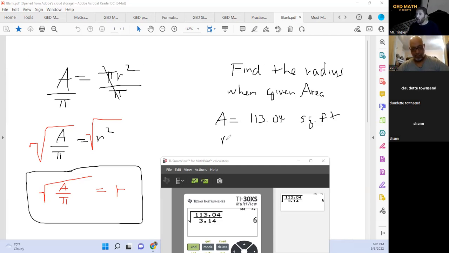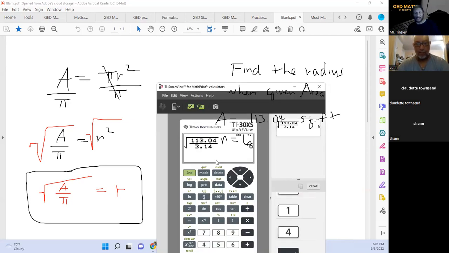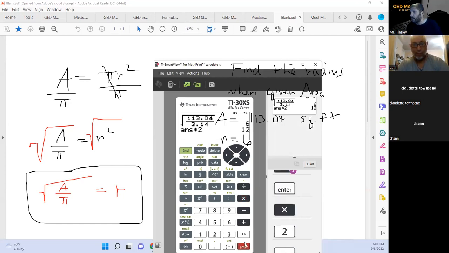So if we know R is 6, what's my diameter? 12. Because everyone should know now. You should know that relationship between radius and diameter. But I'm using my calculator again because I love my calculator. Multiply by 2. Now, I know my diameter is 12.